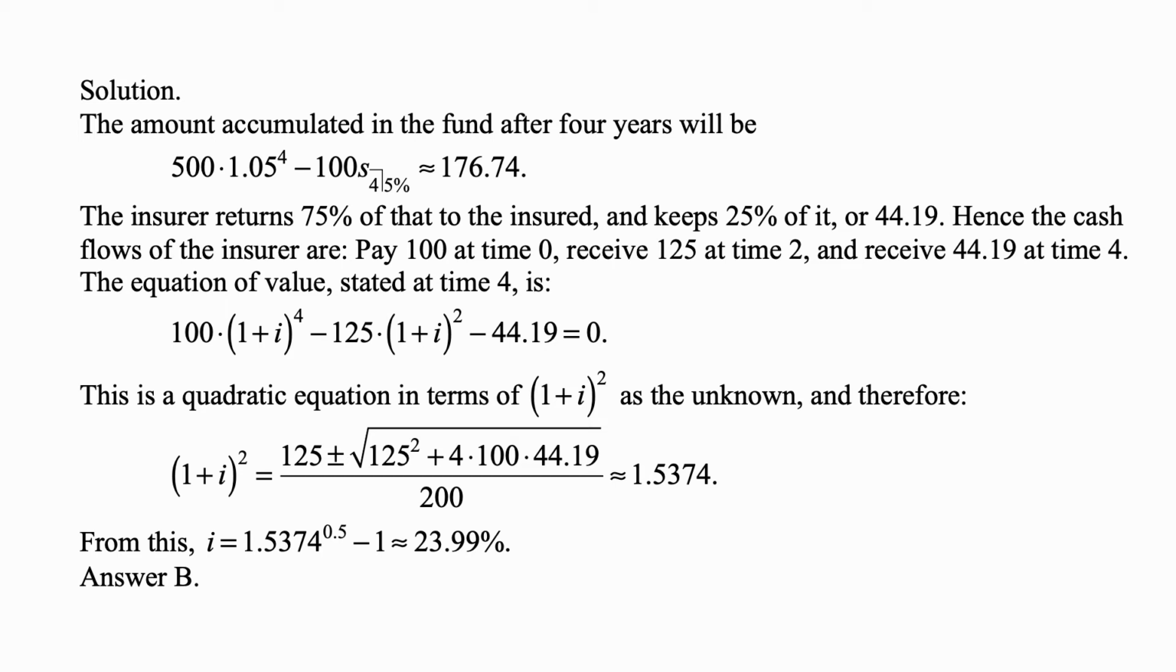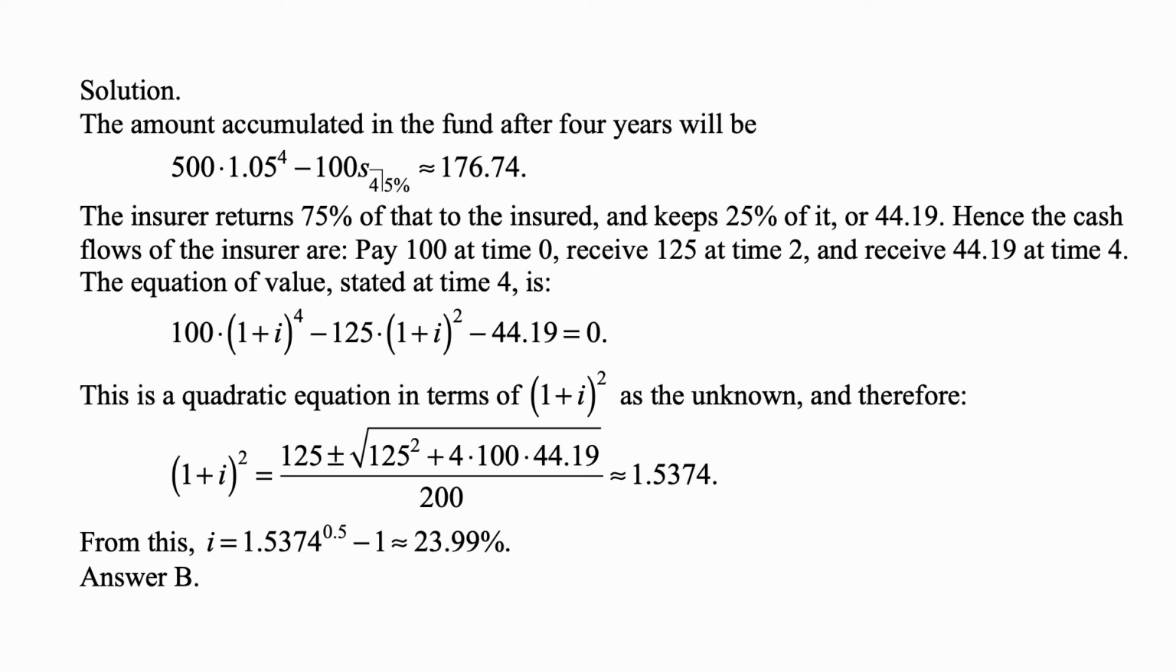And the way I phrased it with 100 being positive lets me view this as a quadratic equation in terms of (1 plus i) squared, and the coefficient in front of (1 plus i) to the 4th is a positive one, so that I can directly use the quadratic formula to solve it. So (1 plus i) squared using the quadratic formula is minus b, which is minus negative 125, so 125 plus or minus the square root of b squared.